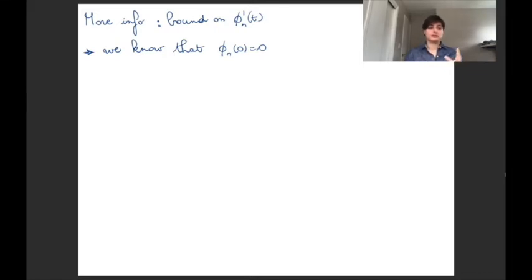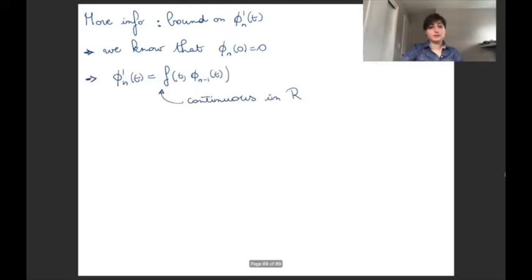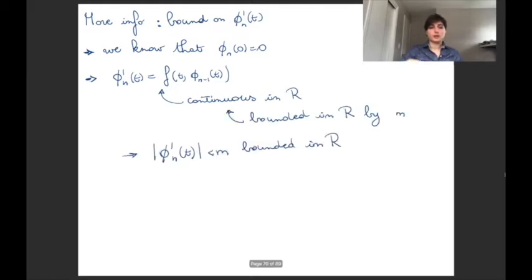We know that all phi n's at 0 are at 0. So anything that passes through that rectangle actually has to pass by the point (0, 0). Then we also know that phi n prime is equal to f(t, phi n minus 1). But f is continuous in R, so it is also bounded in R. We assume that it is bounded in R by m. So phi n prime is bounded by the same value that we introduced, which we called m, in the whole rectangle R.